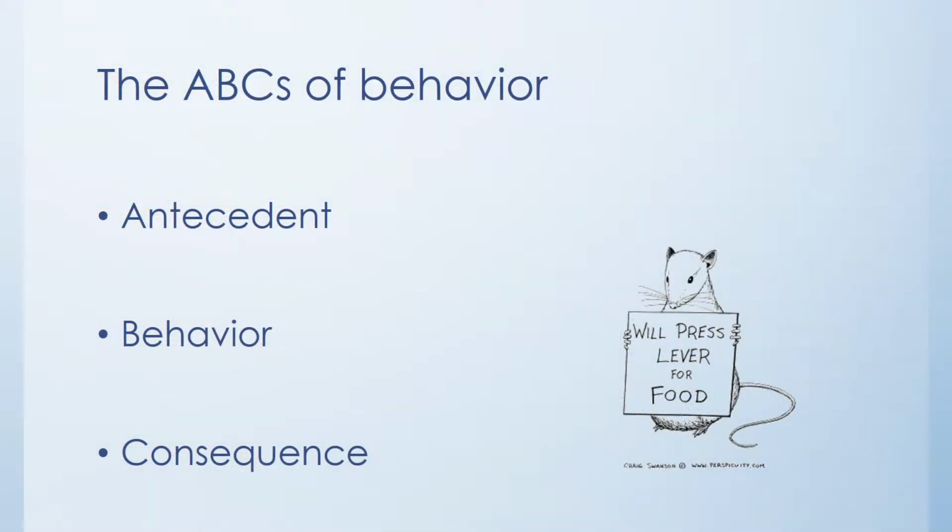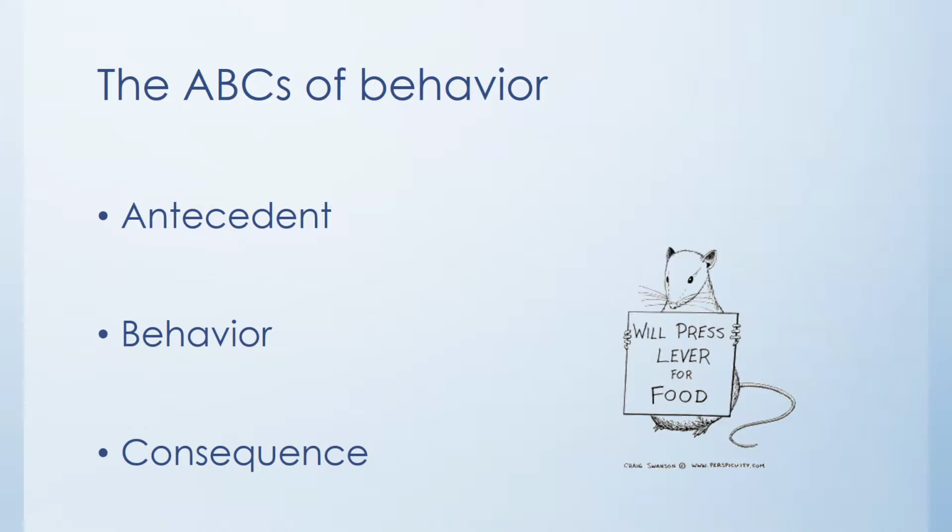The very basics of behavior start with the ABCs: antecedent, behavior, and consequence. Antecedent is just a fancy word for what happens before. What is the trigger that leads to the behavior? This can be tricky because behavior doesn't occur in a vacuum. There may be delayed antecedents, just as there are more immediate ones. Antecedents can be internal or external.